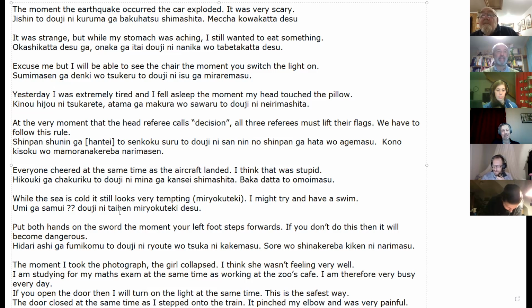So teki means like... okay. You don't actually need to put looks in this. You can just leave it as teki, because you can just say it looks tempting. You don't have to say it looks tempting. We're actually going to do it looks like something in the next 20 minutes. So if you put it in here, it wouldn't matter, but it would be kind of redundant. Okay. And then I might try and have a swim.